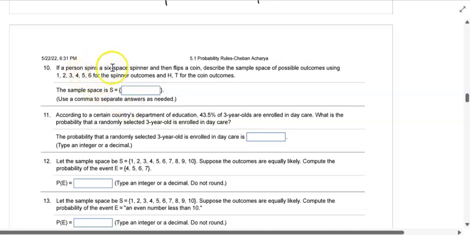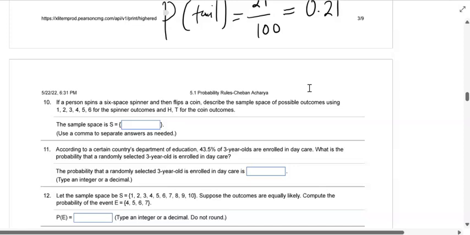Okay, number 10. If a person spins a 6-space spinner and then flips a coin, describe the sample space of possible outcomes using 1, 2, 3, 4, 5, 6 for the spinner and outcomes head and tail for the coin. Therefore, for the spinner, the possible outcomes are going to be 1, 2, 3, 4, 5, 6. For the coin flip, the outcomes are going to be head and tail.